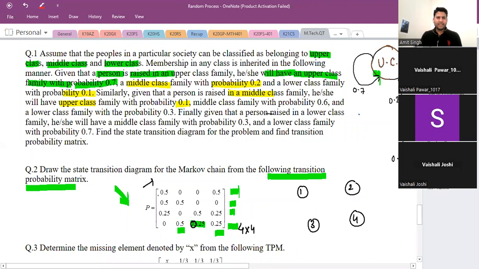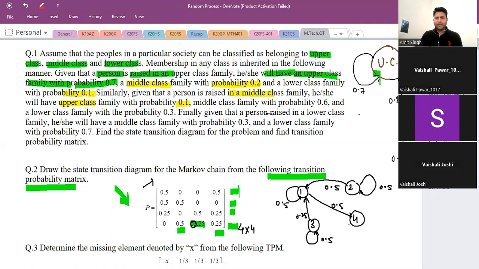As we are moving like this, from 1 to 1 the probability is 0.5 and from 1 to 4 is 0.5. In the same manner, for the second one, 2 to 1 is 0.5 and 2 to 2 is 0.5. So this is 2 to 2, this is 0.5. Now 3 to 1 is 0.25, 3 to 3 is 0.5, and 3 to 4 is 0.25.